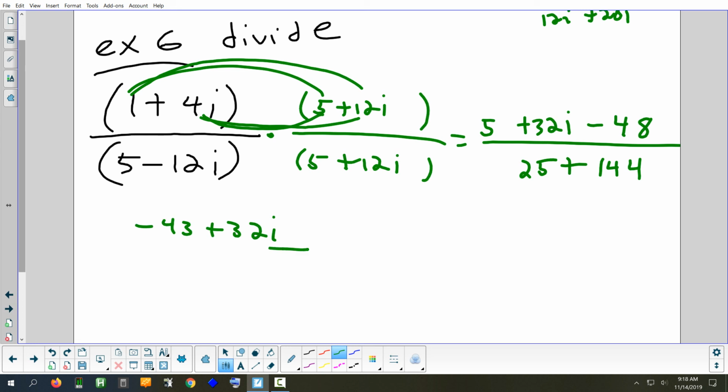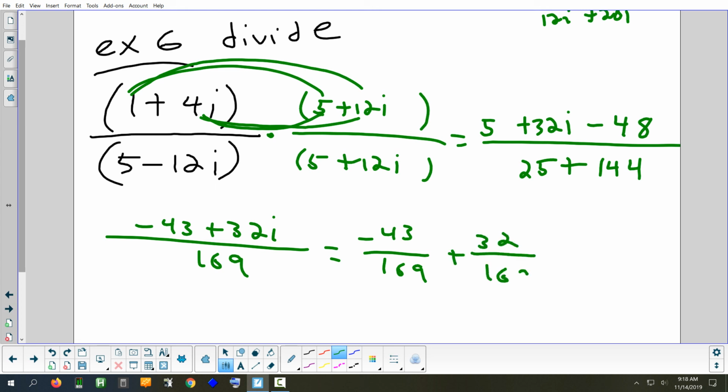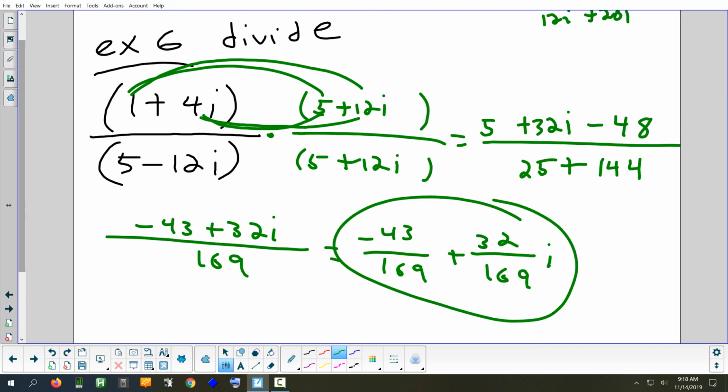Plus 32i. And 144 plus 25. 169. Last step is just to separate that into two fractions. So the real part is negative 43 over 169. Imaginary part, 32 over 169. Now, let's say the real part, I'm just going to make up a number, came out to like 2 over 4. You can reduce it. You always reduce it if you can. Okay? You could check on your calculator, but 43 and 169, that doesn't reduce.